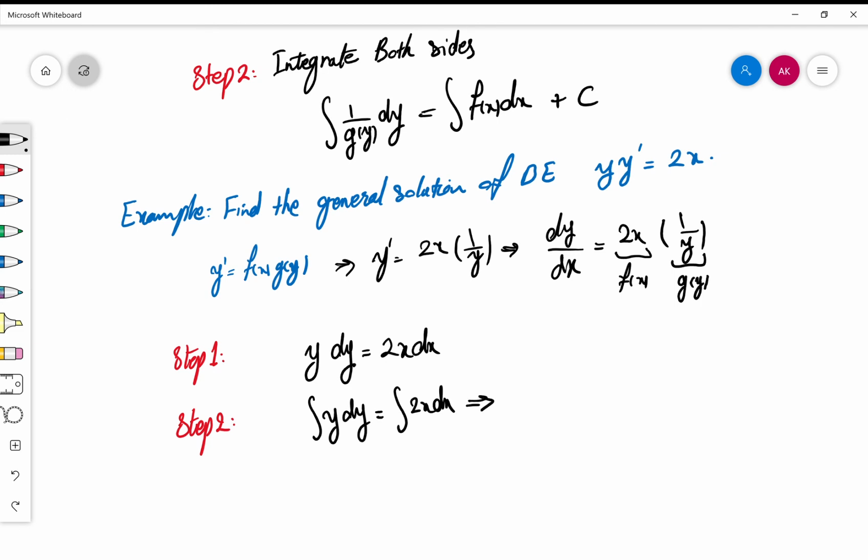And that gives me, so find the antiderivative. The antiderivative of y with respect to y is half of y squared, equals the antiderivative of 2x, which is x squared plus c. And that's the solution. This is the general solution for this differential equation.